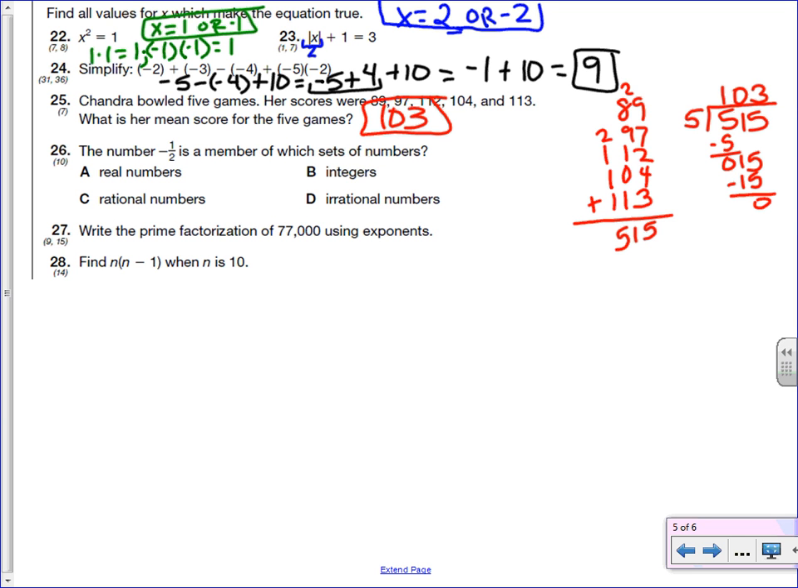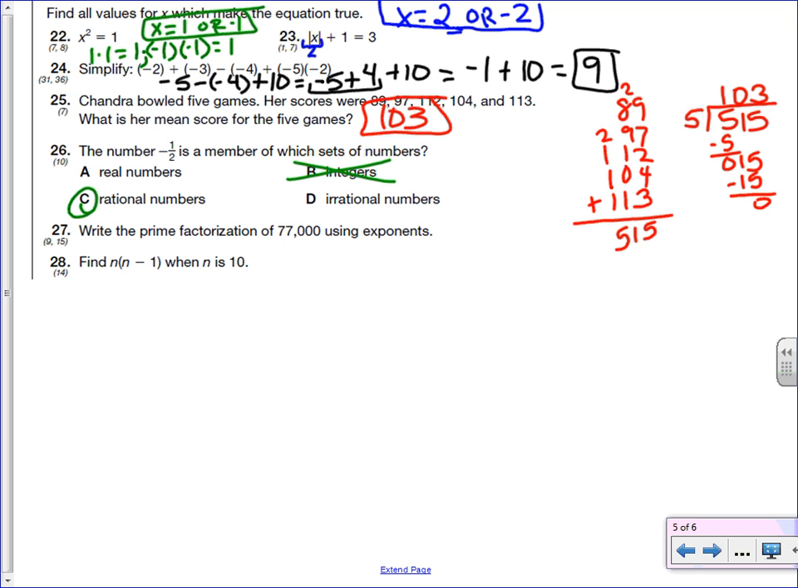The number -1/2 is a member of which sets of numbers? Real numbers, integers, rational numbers, or irrational numbers? So first of all, integers are whole numbers, so it's not a member of the integers. Rational numbers are numbers that can be written as fractions. This is written as a fraction, so it's a rational number.